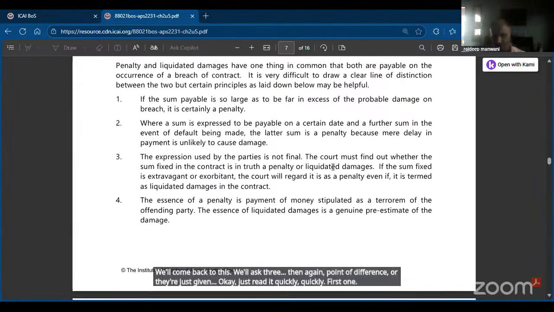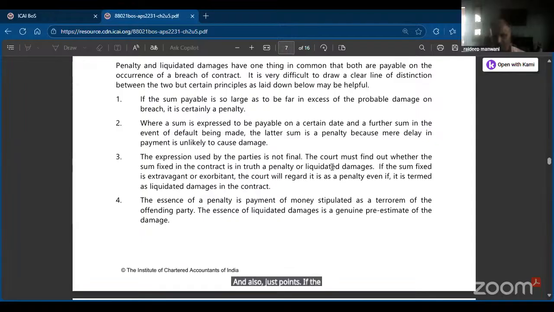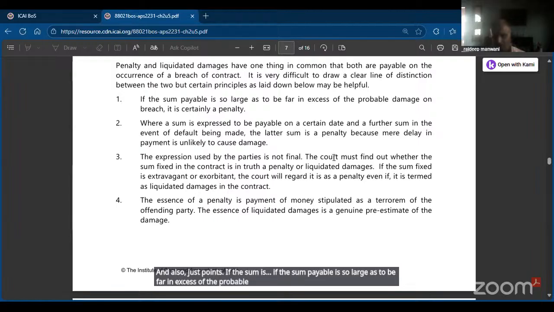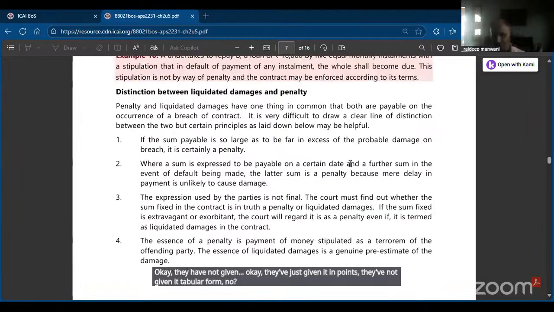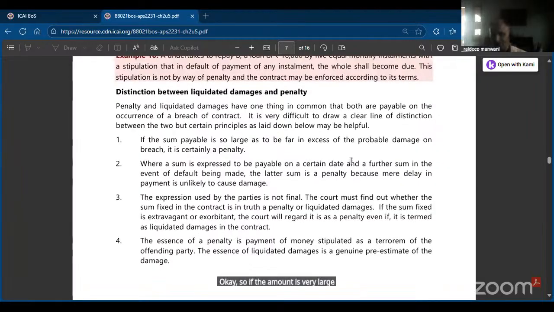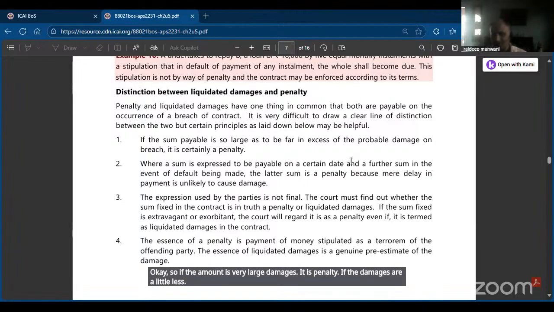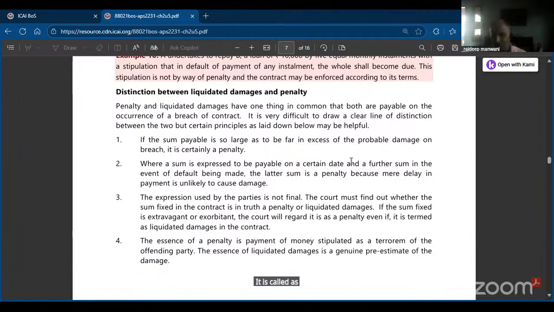First one: if the sum payable is so large as to be far in excess of the probable damage on breach, it is certainly a penalty. That's the first point. They've just given it in points, not in tabular form. So if the amount is very large, it is a penalty. If the damages are a little less, it is called liquidated damages.